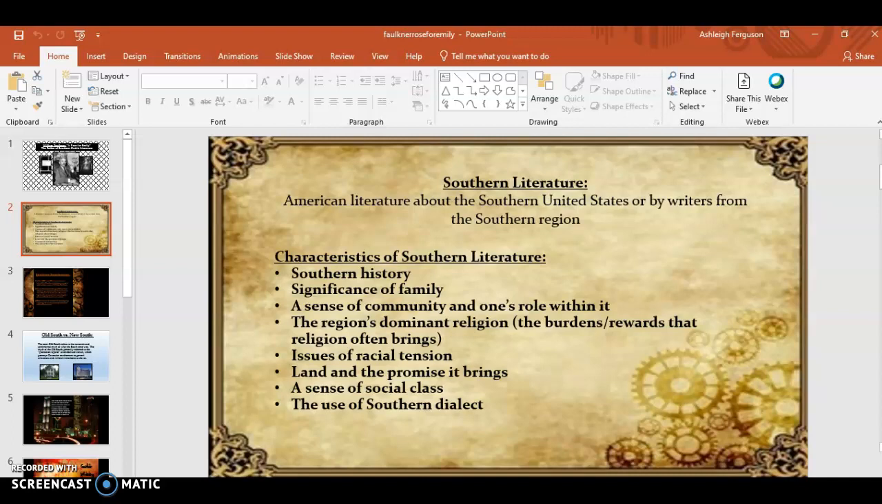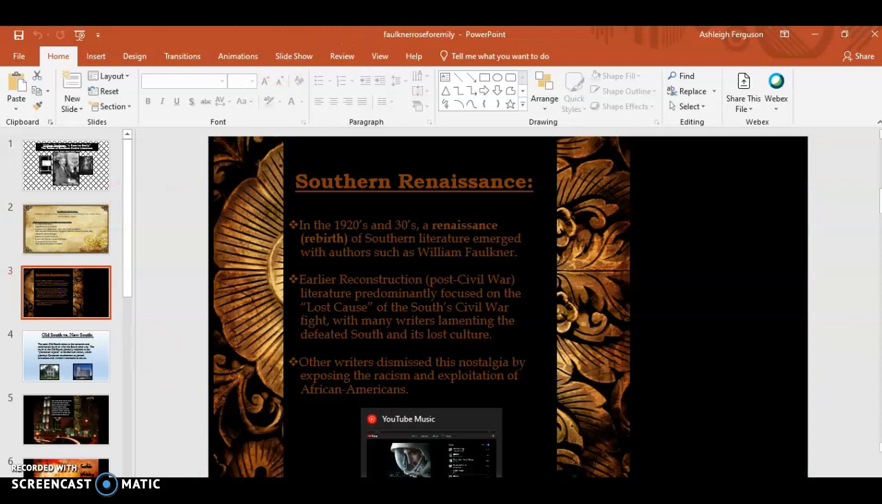Also, land and the promise it brings, a sense of social class, the use of Southern dialect. We see these characteristics in A Rose for Emily. Now, what's unique about William Faulkner, as I mentioned, is that he does create a new genre of literature. He wrote in a time period that was not necessarily the happiest in Americans' history. This was during the American Great Depression, which of course occurred from 1929 to 1933. A Rose for Emily was written in 1931.